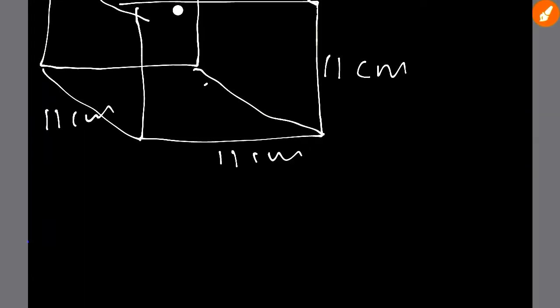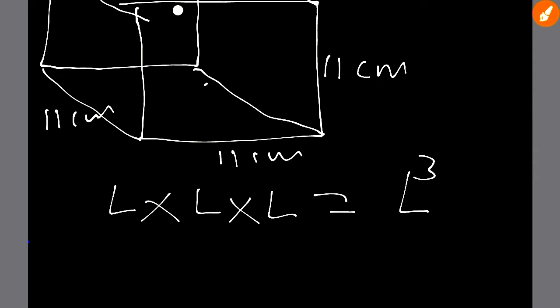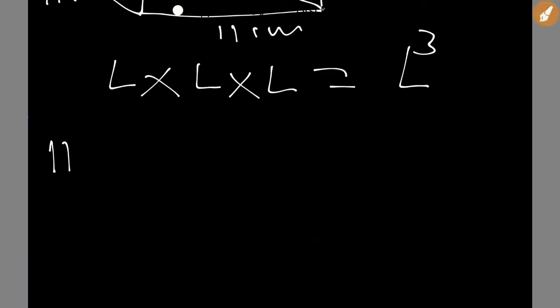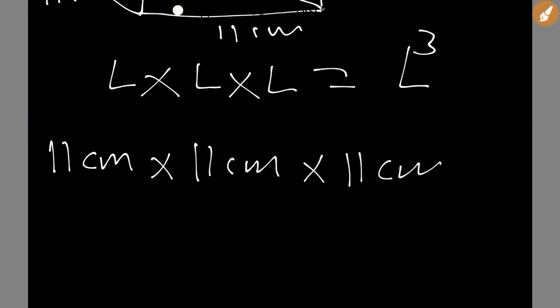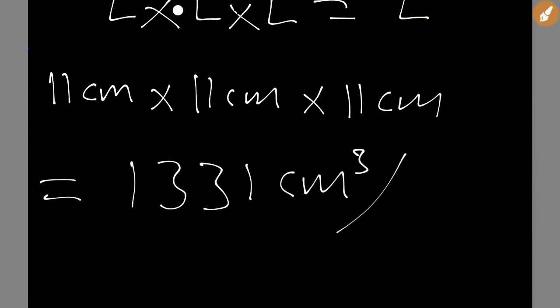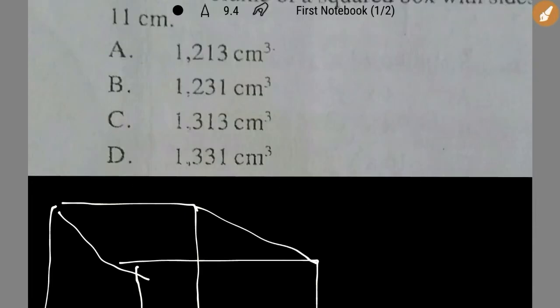We need to know that the formula for the volume of a square box is L times L times L, which is equal to L cubed. Since all the sides are the same, because we have 11 here for the height, 11 here for the length, and 11 here for the breadth. So therefore, we are going to multiply that. So we have 11 centimeters multiplied by 11 centimeters multiplied by 11 centimeters. This is equal to 1331 centimeters cubed. So the correct option to this question is D.